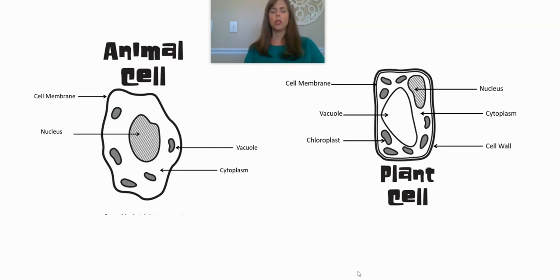There's also cytoplasm. So cytoplasm, remember we always would say cytoplasm soup, because that is the soupy gel-like material that all of the organelles float around in. And then we have the nucleus. So the nucleus is the brain of the cell, and it also has genetic information. So the nucleus is the boss of the cell.